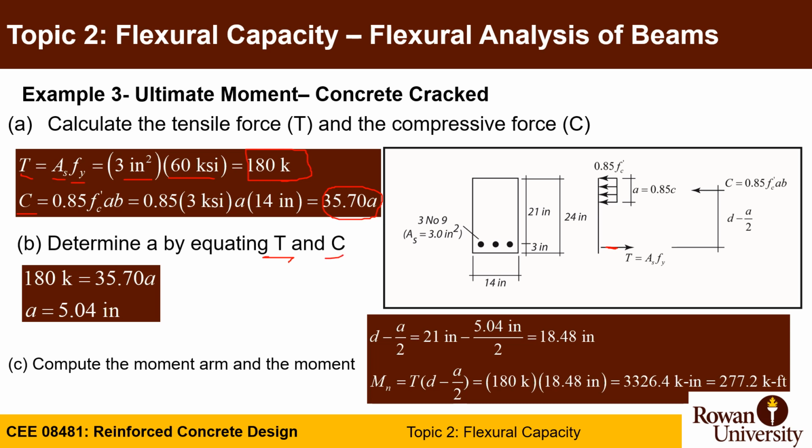So 180 kips equals 35.7 A. A in this case will be 5.04 inches. You got the arm is D minus A over 2, D equal 21, A will be 5.04 divided by 2. That's going to give you 18.48 inches. Moment or nominal moment will be force C or T. T is easy because we calculated it as 180 kips, times the arm, which is D minus A over 2, which you get 18.48. You calculate that, you get 277.2 kip foot.